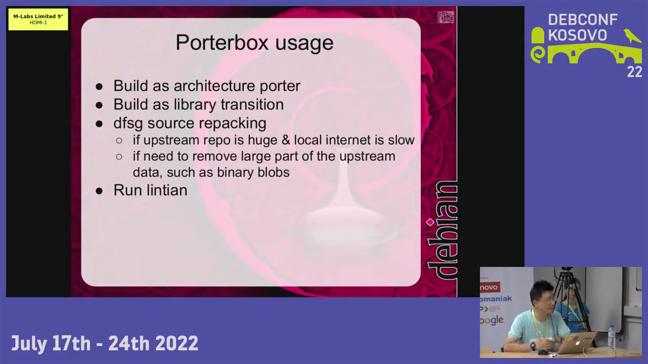In such a case, if the upstream repo is huge and we don't have a good local internet speed, such as when I work at a coffee shop and need to move a large amount of upstream data, such as binary blobs, we can use the porterbox to do the repackaging of the source code. The final one is we can run Lintian, the source code checking tool, on the porterbox.